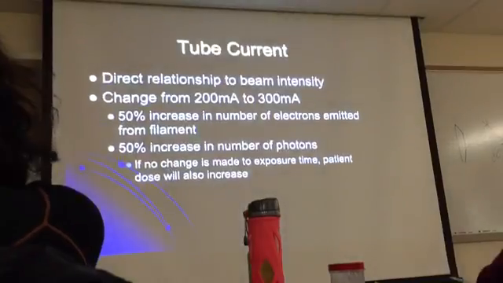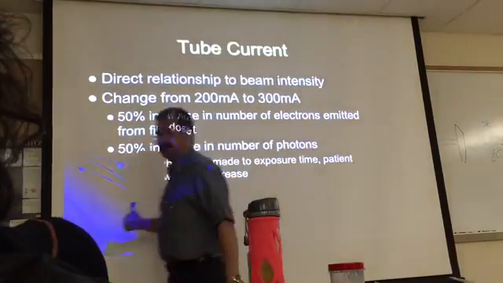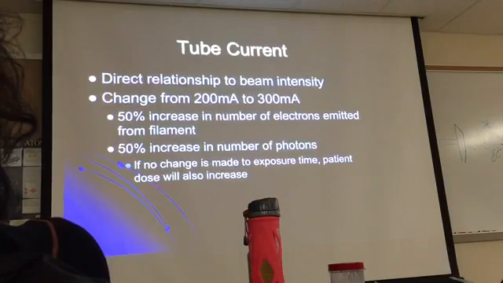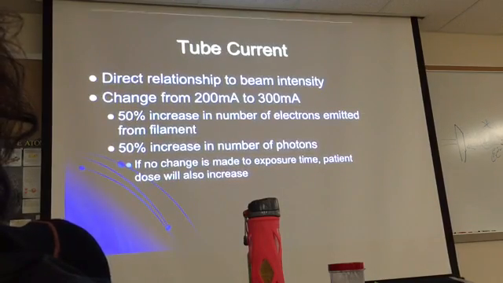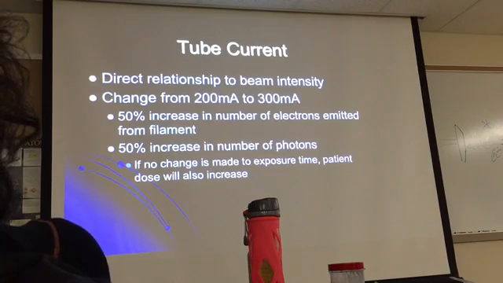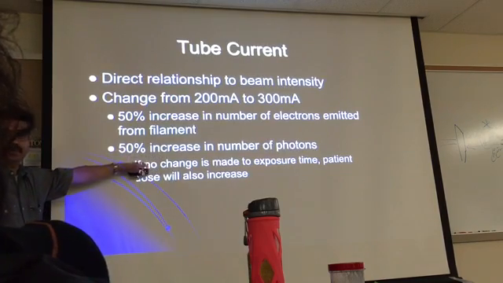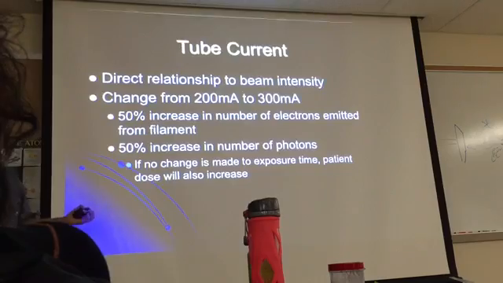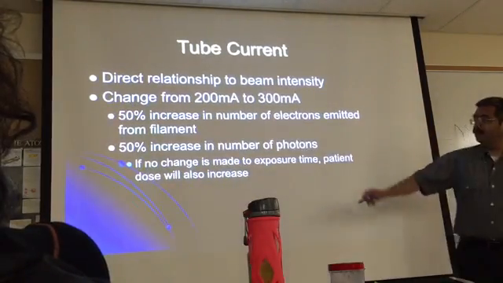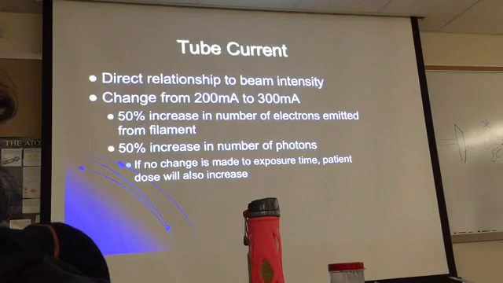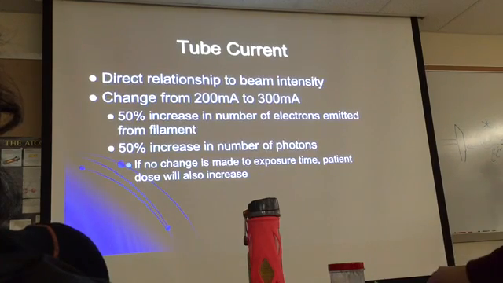Changing 200 to 300 is going to change 50%. If you go from 200 to 400, that will change 100%. It's directly related, very simple. A 50% increase in the number of electrons emitted from the filament is a 50% increase in the number of photons. Why? Because you're changing the number of electrons flowing from here to here. When you go from, say, 100 mA to 200 mA, you're doubling the number of electrons.